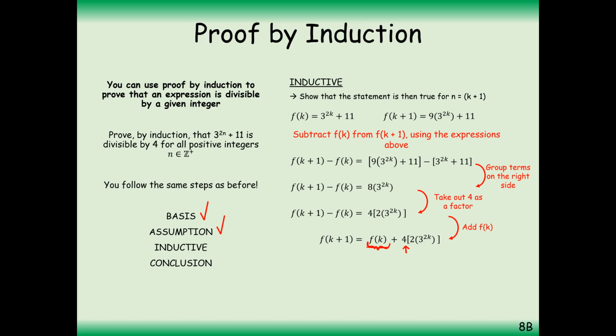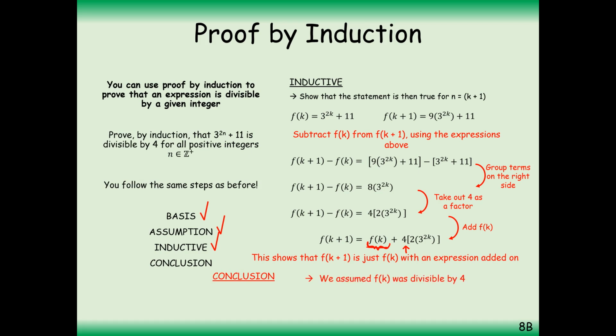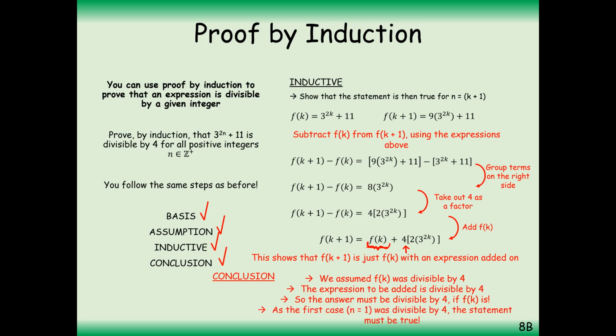So adding two multiples of 4 together will still be a number that is a multiple of 4. Therefore, it's divisible by 4. Does it make sense? Okay. So that was our first of 3 examples done. We've got 2 more examples to cover.